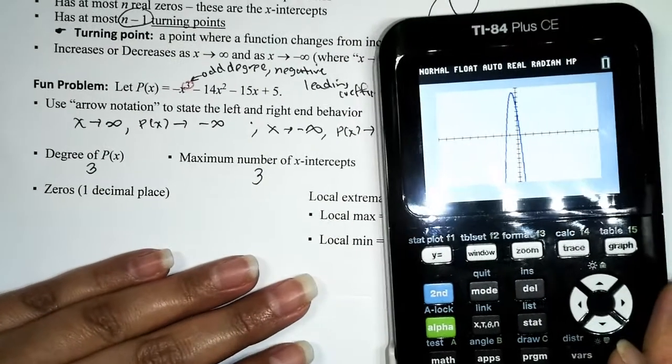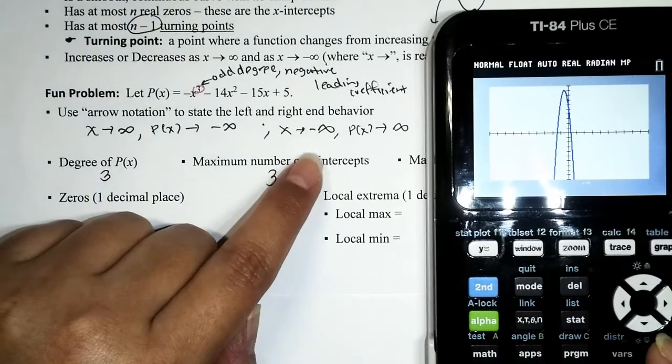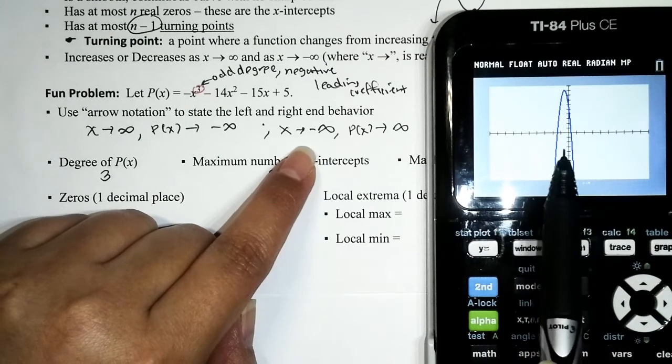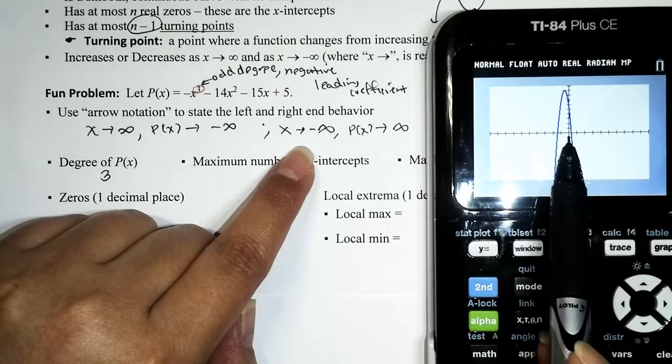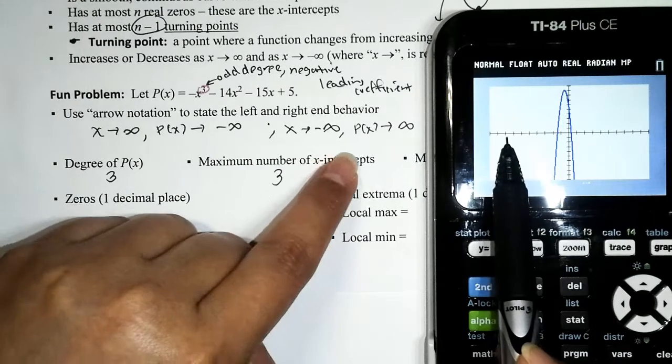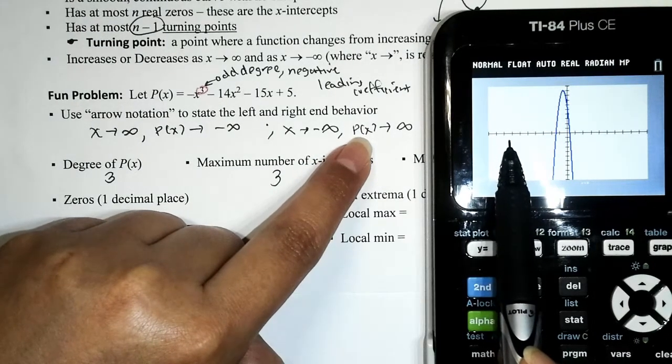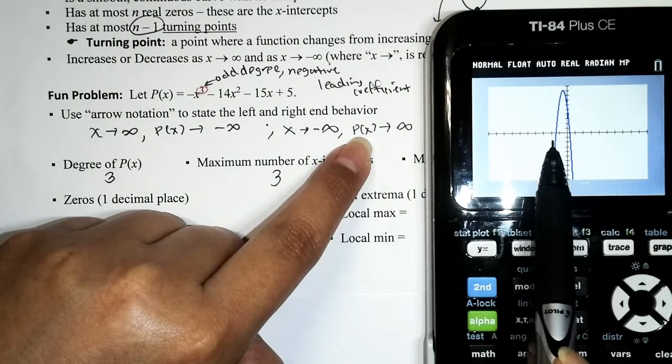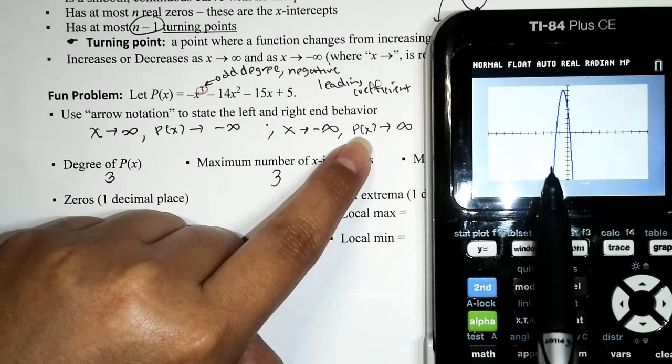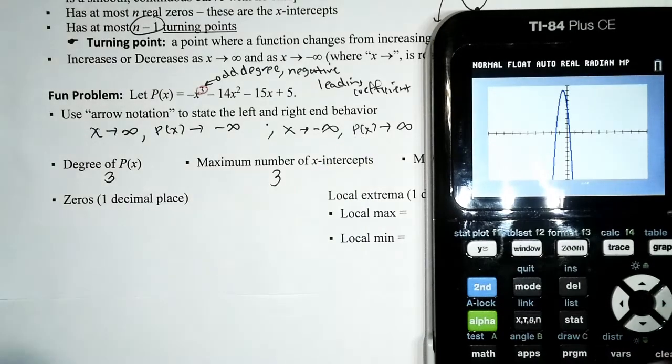The problem is that I don't see the left end behavior that we projected. We had said as x approaches negative infinity, so as we pull to the left, the function value should be approaching positive infinity. But on our screen, it's going down. Okay, so you will play with the window however you can. There's no right or wrong way.